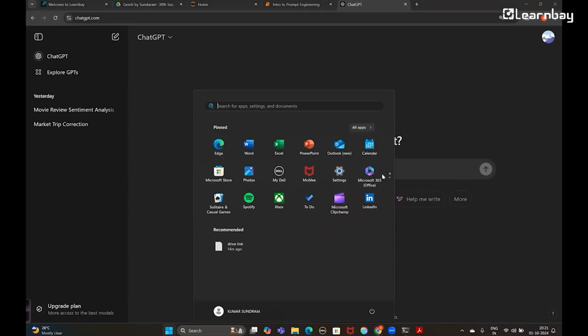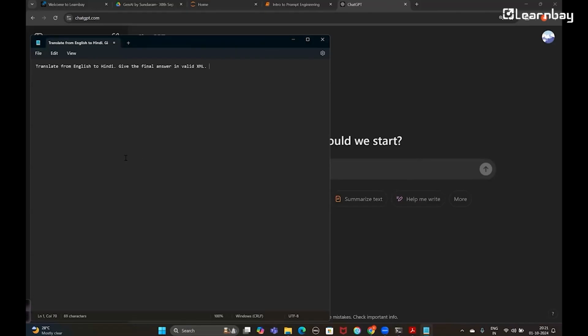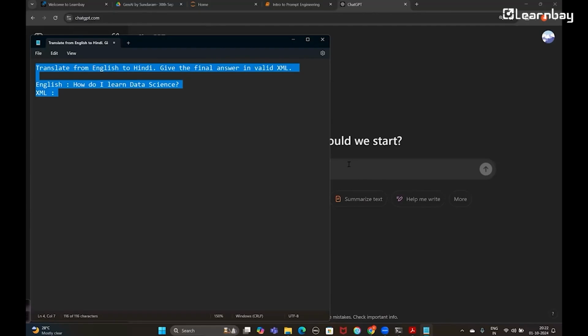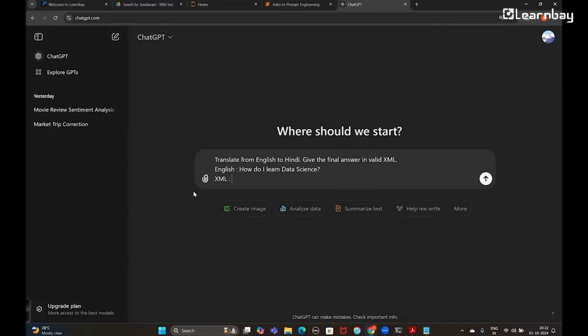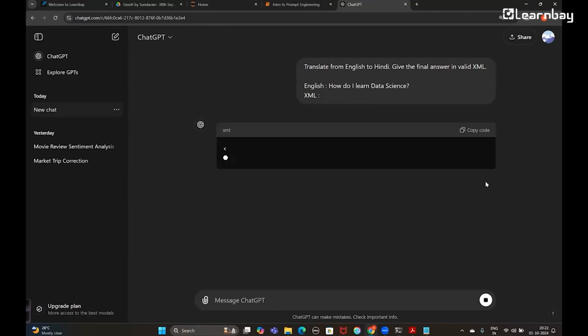So please go ahead. Let me open the notebook. And here, my friend, I'm writing English equal to how do I learn data science? And I wanted the response in XML. This is the clear instruction: in which format is the output, what is the structure of the output? I wanted output in XML format. I'm putting a blank, fill in the blank, and you can just pass it. You will get the response like that. So translation, मैं data science कैसे सीखूं, and then translation, that is what I'm getting here. You can see that is the output I'm getting here, guys.